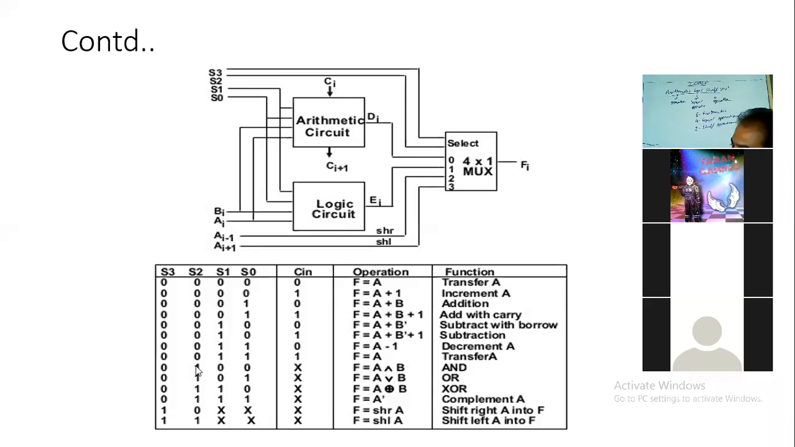Now if S3, S2 is equal to 0, 1. If the value of selection variables S3 and S2 is 0, 1, then we will perform logical operation from the logical circuit. And which operation we are performing from the logical circuit? That is determined by S1, S0 selection variables.